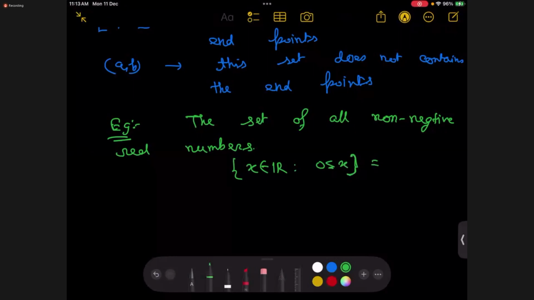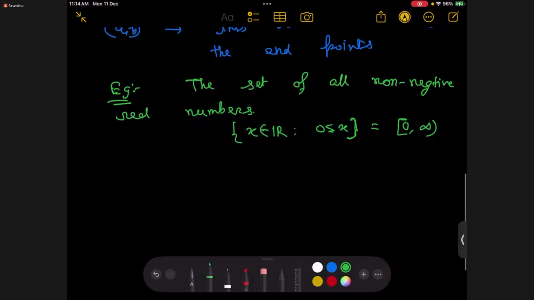It contains all positive numbers plus 0. It doesn't contain the negative terms. But in non-negative terms, we can consider all the positive real numbers and also 0, because 0 is not a negative number. So this set can be written as 0 up to infinity. Now, open bracket or closed bracket? It contains the element 0, so closed, but it doesn't contain infinity, so open.